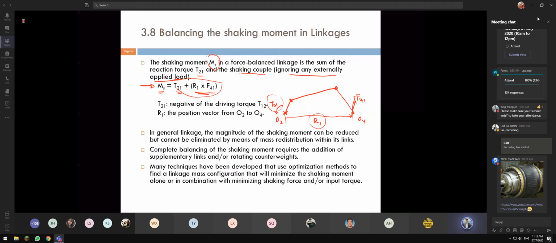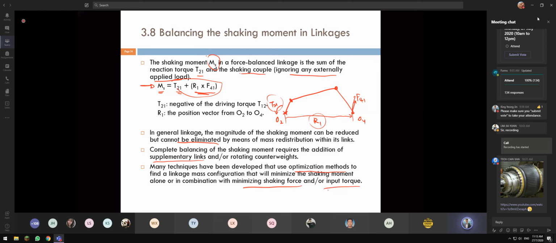So in a general linkage, the magnitude of the shaking moment can be reduced but cannot be eliminated by means of mass redistribution within its linkage. Complete balancing of the shaking moment requires an additional supplementary link and/or a rotating counterweight. Many techniques have been developed that use optimization methods to find a linkage mass configuration that will minimize the shaking moment alone, and in combination with minimizing the shaking force and torque.